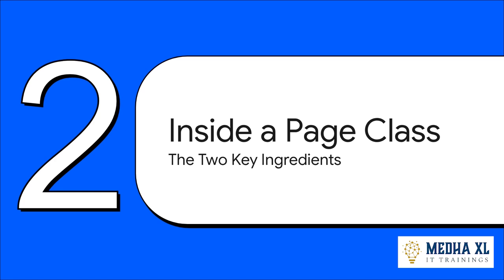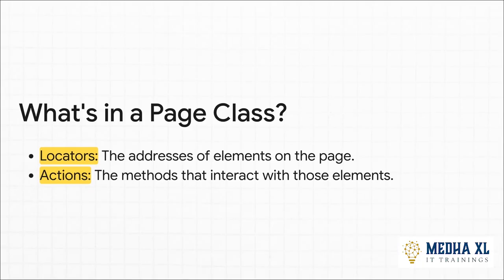Okay, so let's pop the hood for a second and actually look inside one of these page classes. What's really in there? It pretty much boils down to two key ingredients that work together just perfectly. First up, you've got your locators. Think of these as the addresses for all the interactive bits and pieces on that web page. The username field, the password box, the login button. And second, you've got the actions. These are the methods that actually do stuff with those elements, like typing text into a field or clicking on a button.